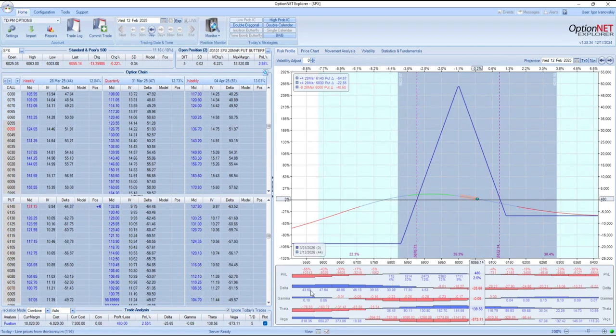The way it would look, for example, we can look at this trade as it is right now.